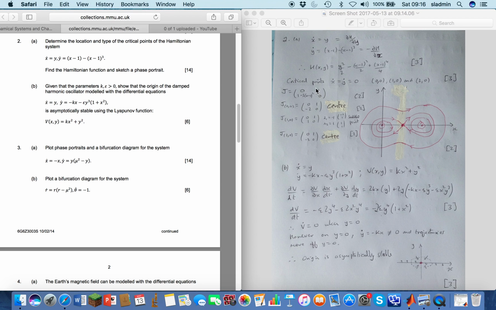To determine the critical points, we solve x dot equals y dot equals 0, which you can solve using the solve command in MATLAB, or you can do it by hand, and we get 3 critical points. And here are the 3 critical points.